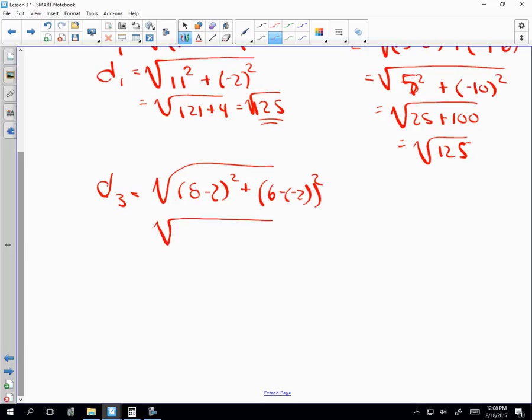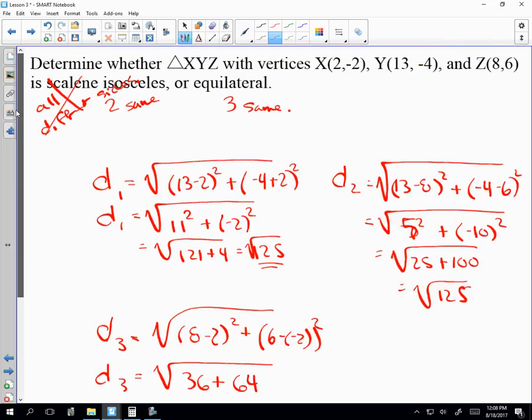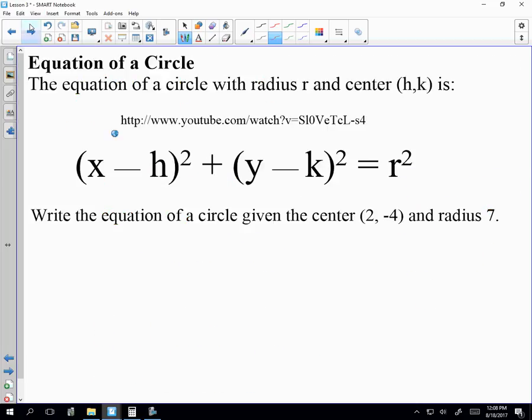Okay, 8 minus 2 is 6. 6 squared is 36 plus 6 minus a minus 2 is 6 plus 2. That gives us 8 squared, or 64. So our distance 3 equals the square root of 100. So they're not all equal, but 2 of the 3 are equal. So we have an isosceles triangle in that situation. Now, finishing up with the equation of a circle.